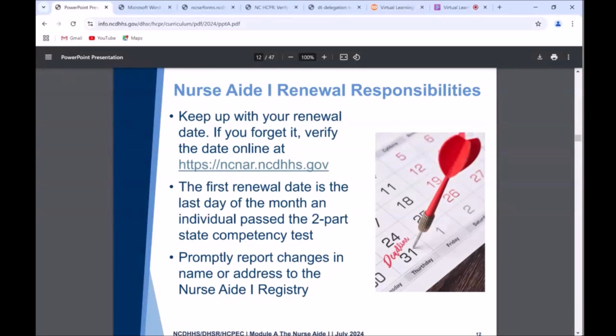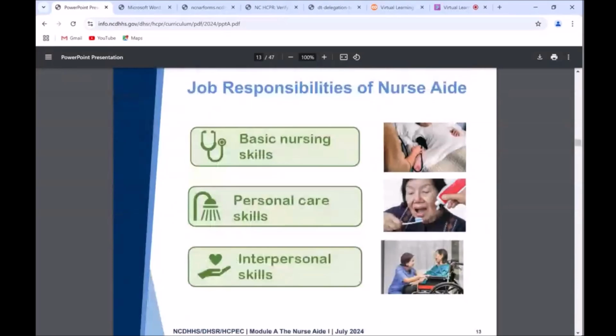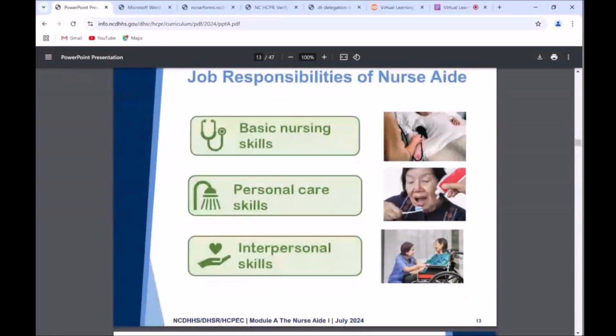All right, let's move on to job responsibilities of the nurse aide. Nurse aides perform delegated basic nursing skills in a competent, caring manner. They perform personal care skills, and they use appropriate interpersonal skills to understand, communicate, and interact and relate with other people.